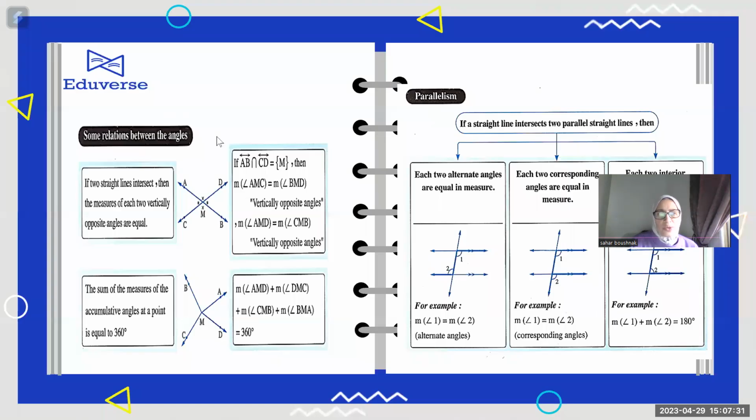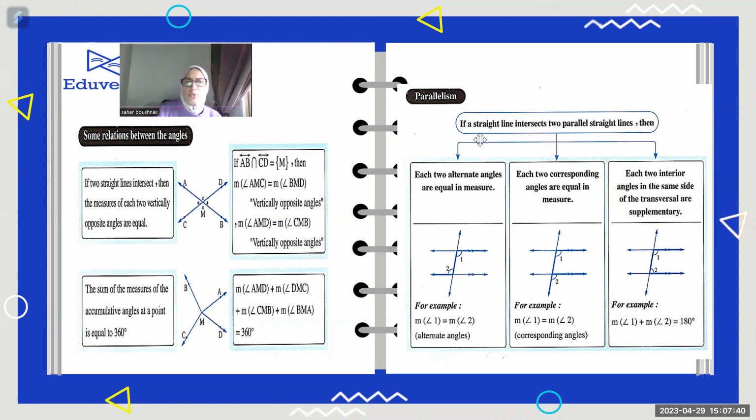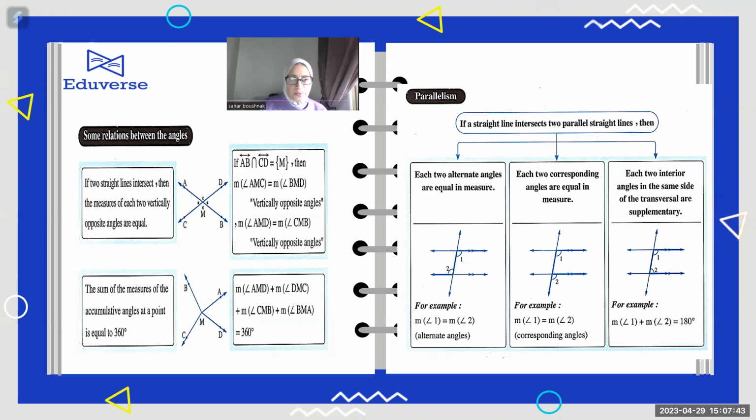Okay. In the beginning, I want you to remember the relation between angles which we studied in the first term, because we can depend on this information to do the proof. So, if I have two straight lines intersecting together, I will get two vertical opposite angles that are equal in measure. So the measure of angle DMB equals the measure of angle AMC, and also angle DMA equals the measure of angle BMC. And the sum of the consecutive angles is 360.